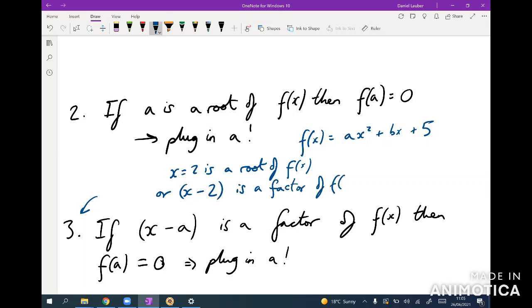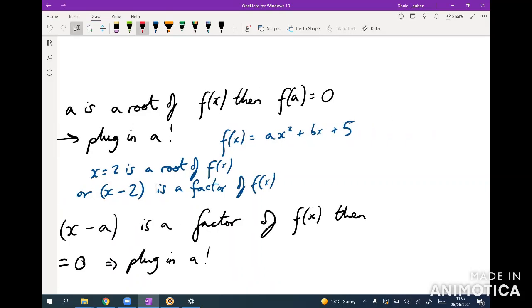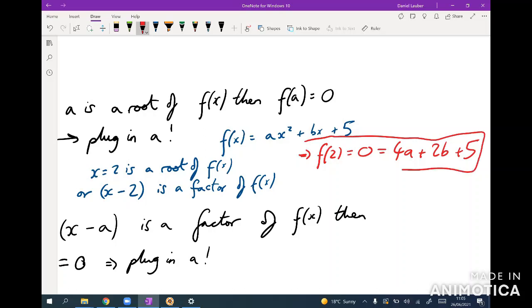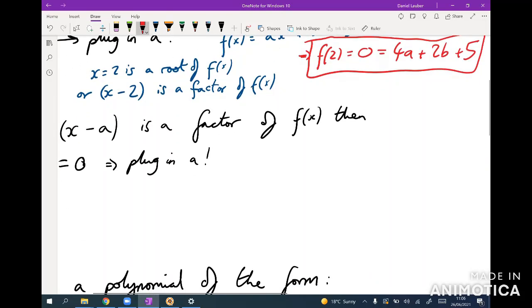then the quickest and most useful way to make use of this is simply plug the x equals 2 into f of x, and that gives you a very simple simultaneous equation. For example, here we get that f of 2, which we know is 0 because it's a root or a factor, equals, well, x squared is 4, so 4a plus 2b plus 5. And so that piece of information that looked a bit confusing is now immediately just a simple equation. And so depending on what happens in the rest of the question, that's about as much as you can do with that.